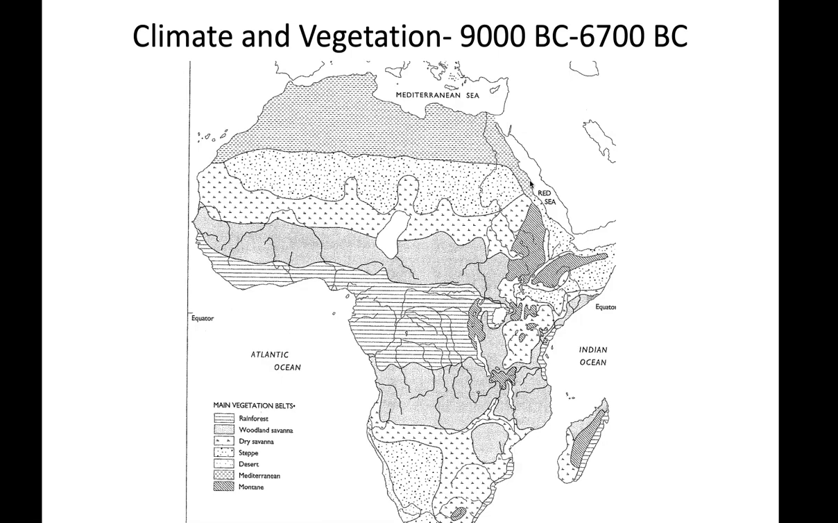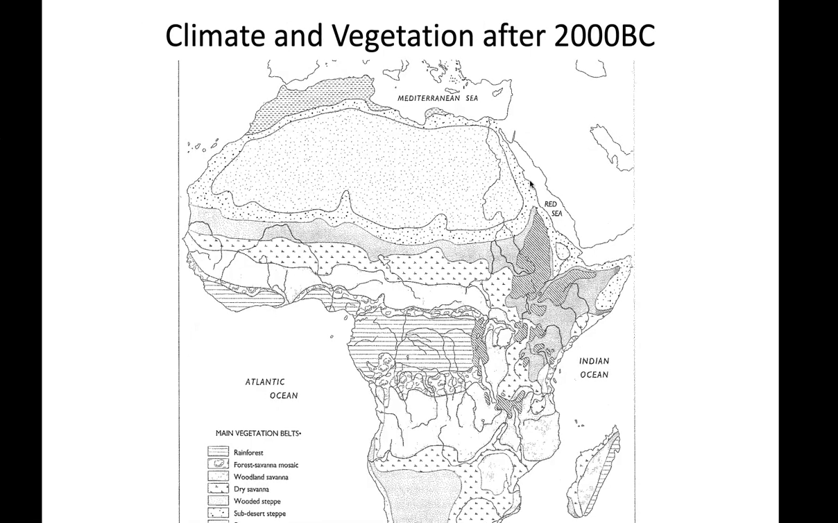Okay? But then you fast forward to about 2000 BC and you see the beginnings of the Sahara Desert as we know it today. Although it will keep drying out, because that desert is much larger today. It stretches all the way down over here, okay?